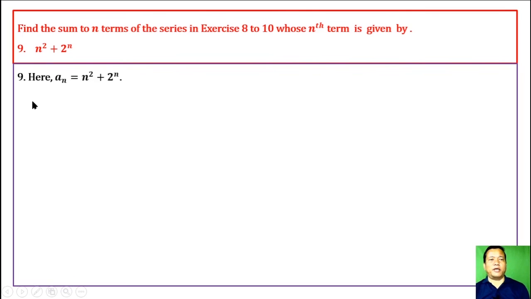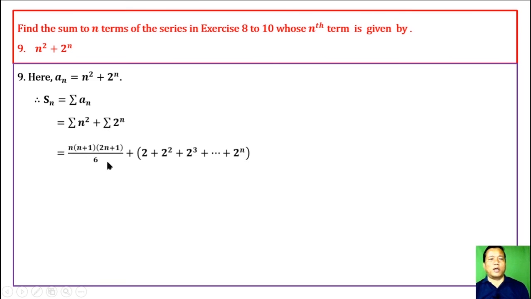Number 9. Here an is n square plus 2 power n. Therefore, Sn is summation of an, whose value is summation of n square plus summation of 2 power n. The value of the first one is this. For this, put n equal to 1, 2, 3 up to n, we get this, which is a GP. And whose sum, applying sum to n terms of GP, we get this. Simplify, we get this, which is the required sum.